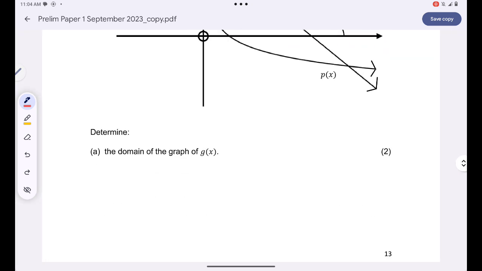So this is my domain. The domain of my graph, we can say x is less than or equal to 13 over 2. Or you can simply write it in interval notation: x is an element of negative infinity until 13 over 2.